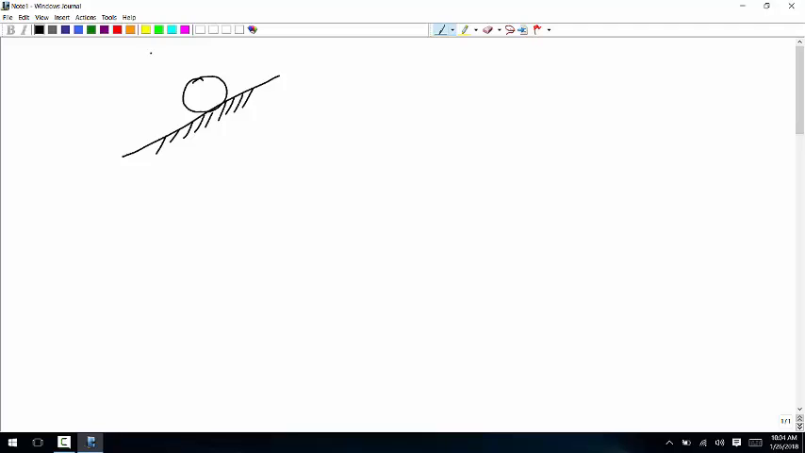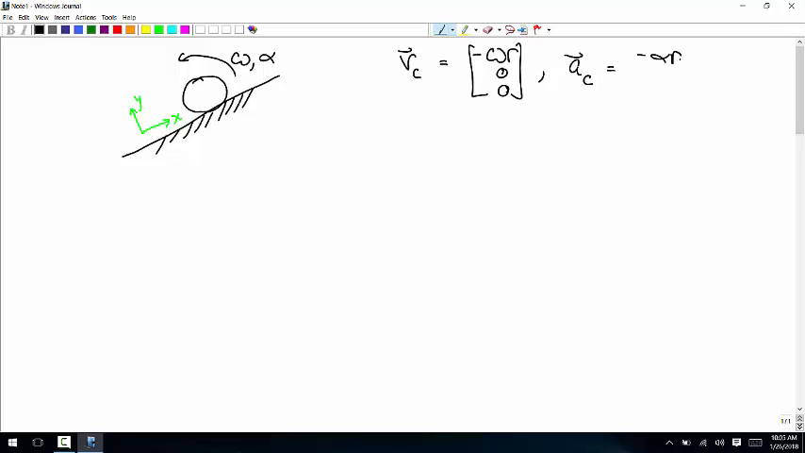AC equals negative alpha R parallel to surface. Okay, so as long as you use a coordinate system like this, and we define omega and alpha as positive if they're counterclockwise, then the velocity of the center is equal to negative omega r, 0, 0. And the acceleration of the center is negative alpha r, 0, 0.